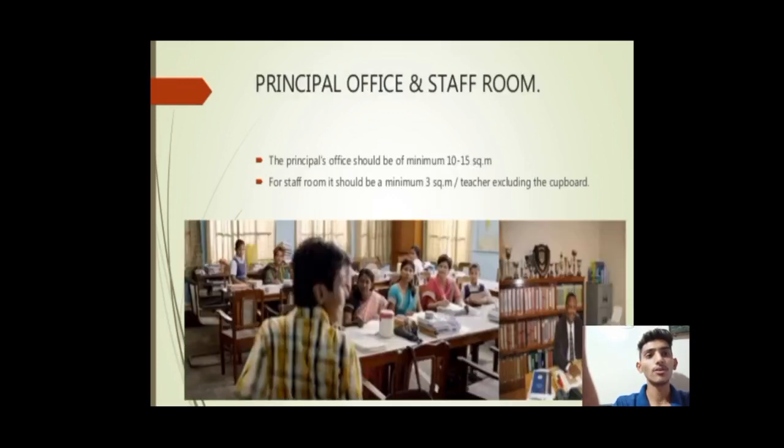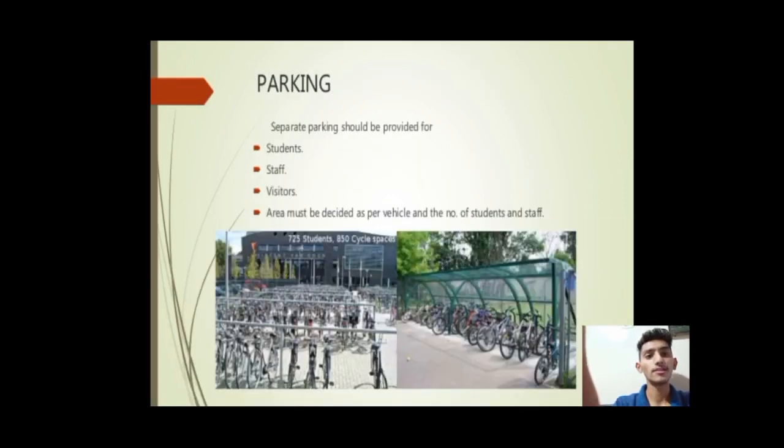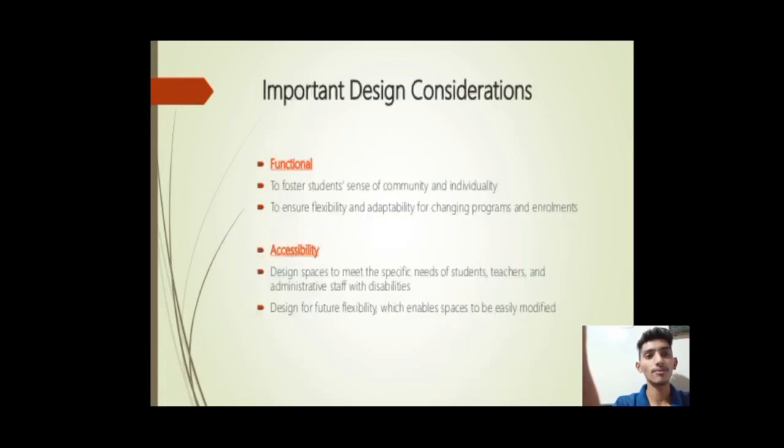Next one are principal office and staff room. The principal office should be minimum 15 to 20 square meter. The staff room should be minimum 3 square meter per teacher, excluding the cupboard. Parking: separate parking should be provided for students, staff, visitors. Area must be decided as per vehicles and the number of students and staff.